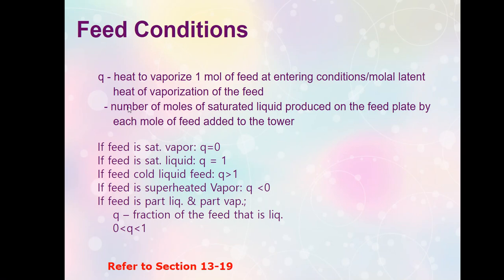And for us to be able to quantify correctly the condition of the feed, we need to know the Q. And what is this Q? I gave you here two definitions of the Q from two different authors. The one you see on top is the definition of John Couples. The one you see here is that of McCabe. So Q is defined as the heat to vaporize 1 mole of feed at entering conditions divided by the molar latent heat of vaporization of the feed.